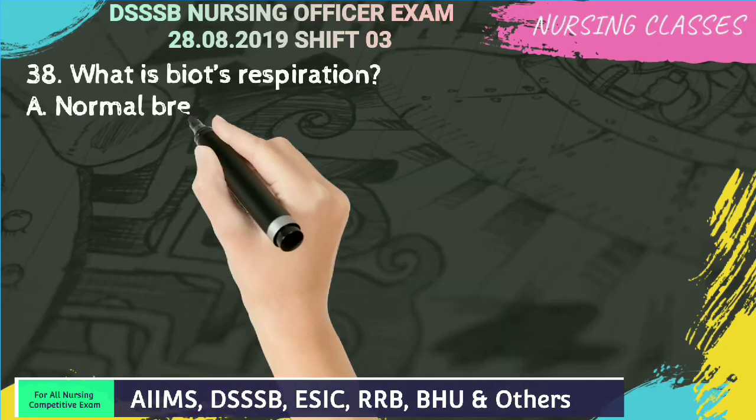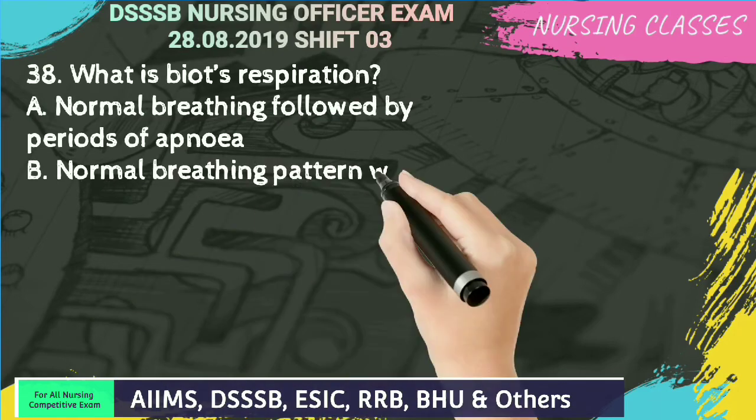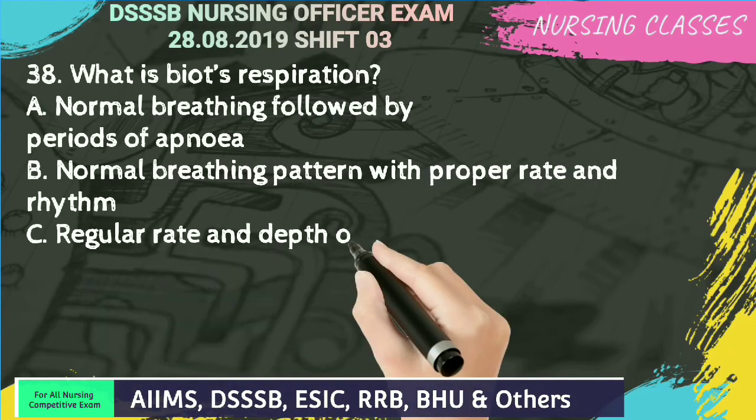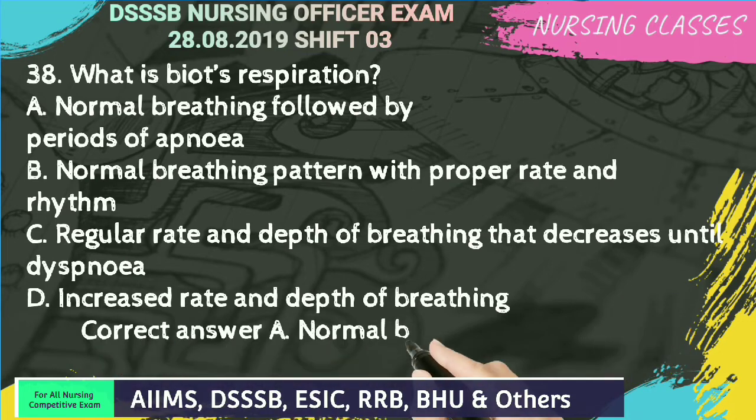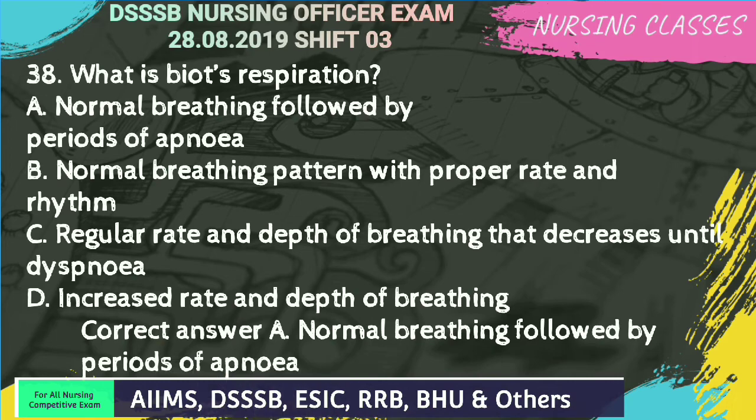38. What is Biot's respiration? A. Normal breathing followed by periods of apnea. B. Normal breathing pattern with proper rate and rhythm. C. Regular rate and depth of breathing that decreases until dyspnea. D. Increased rate and depth of breathing. Correct answer A. Normal breathing followed by periods of apnea.